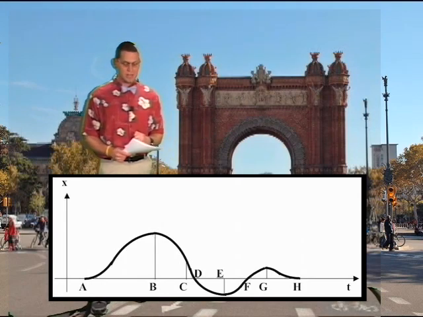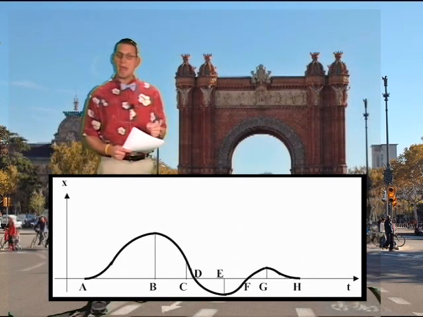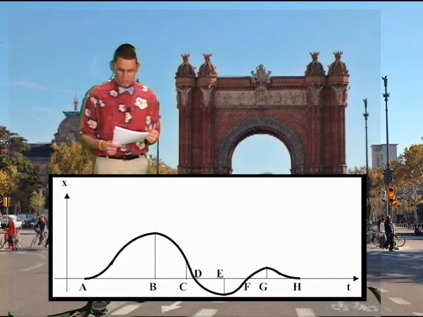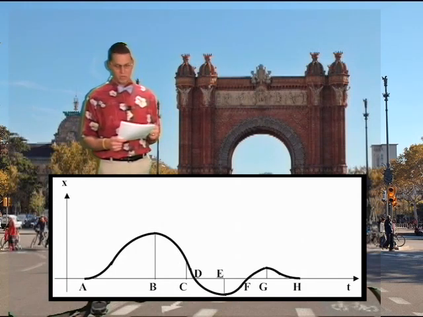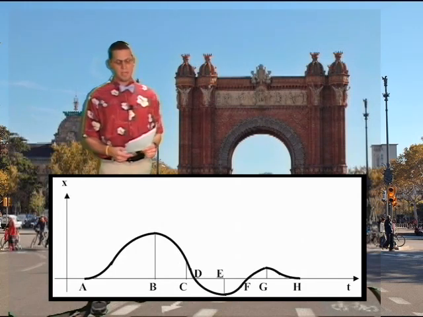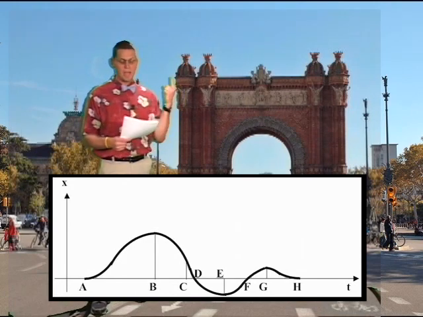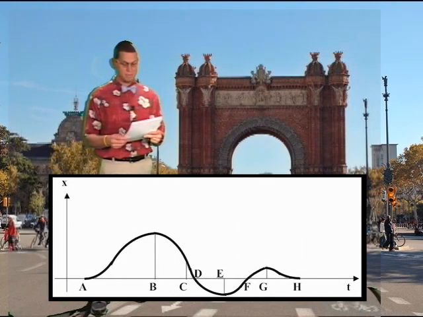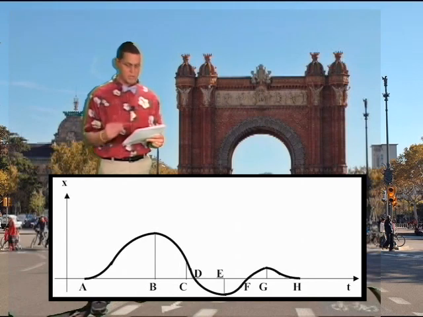Notice he's on the other side now. At F, he's back at the arc because his y value is 0. And at H, he's back at the arc. So how many times did he pass through it? He passed through it once at D and once at F. Okay? So he went through the arc 2 times.